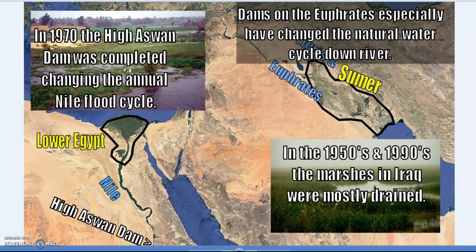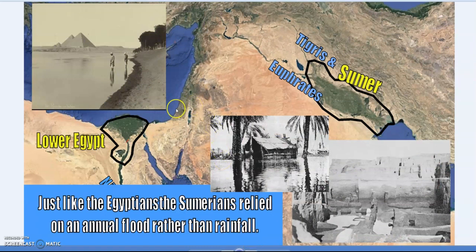The Nile and its cycle has been changed since the 70s. We've lost the flood cycle. Dams on the Euphrates and Tigris have changed the natural water cycle. The draining of the marshes in the 50s and 90s in Iraq has again changed the environment of what Egypt is now, what Lower Egypt and the whole Nile, but of course what was Sumer has also been changed, the landscape, the natural rhythm of life. You can see old pictures from before. The major infrastructure programs, drainage and large-scale agriculture.